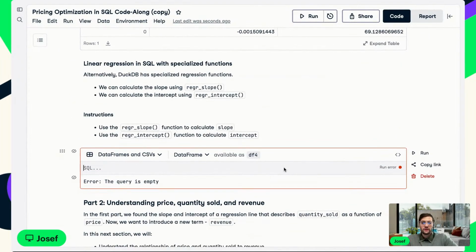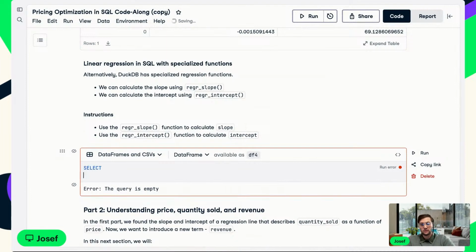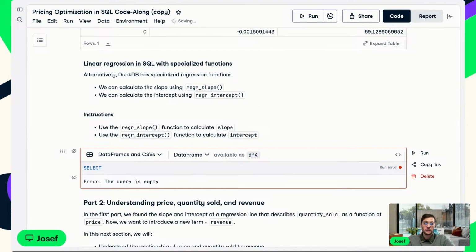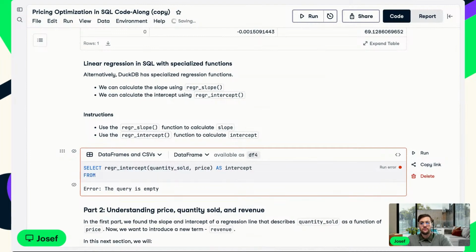Okay, so now on to DuckDB. DuckDB has some very nice functions that let you avoid common table expressions in this case if you don't want to use them. So regression intercept. And here I have to think about the order. You have to put the Y first here. So regression intercept, quantity sold as a function of price. Call that the intercept from demand curve data dot CSV.